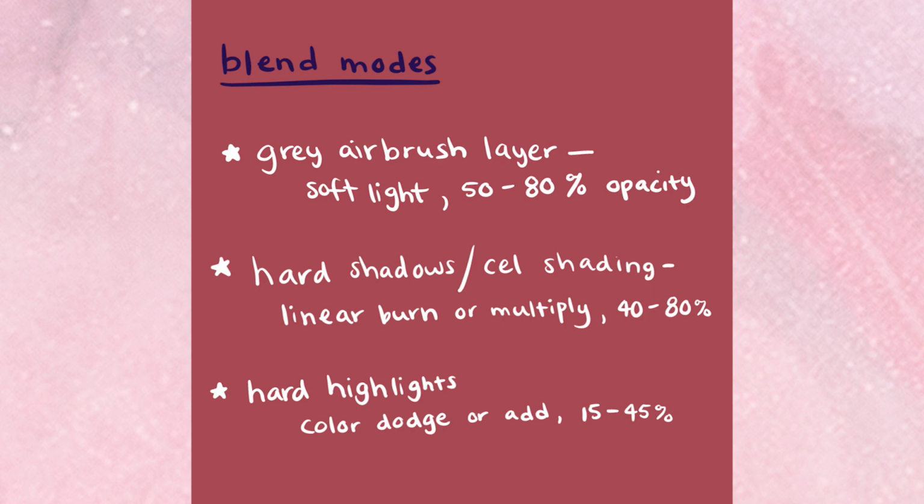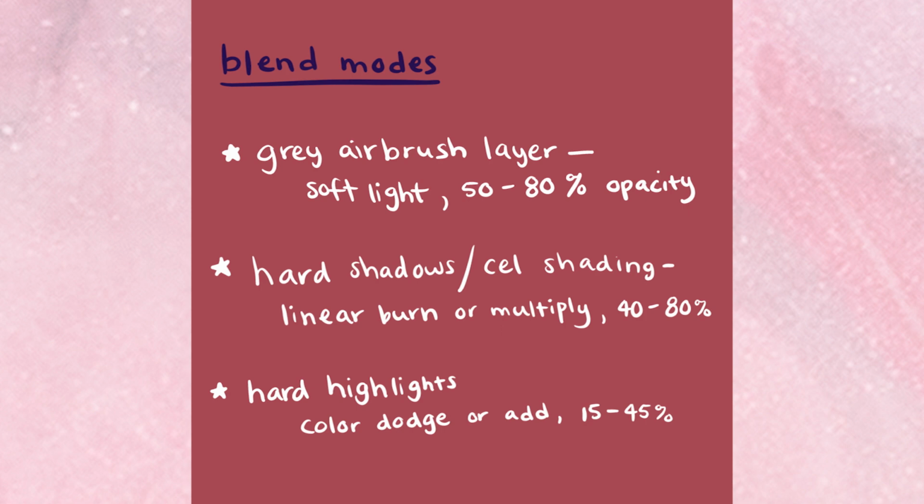Whenever I use airbrush shading or coloring, I like to use it on a soft light blend mode, and it's around a 50 to 80% opacity. For hard shadows or cell shading, I tend to use a linear burn or multiply, and that's usually around 40 to 80% opacity. And finally, for any stark highlights, I like to use color dodge or add, and that'll only be around 15 to 45%. Again, we'll go over this more in depth when we get to that section.